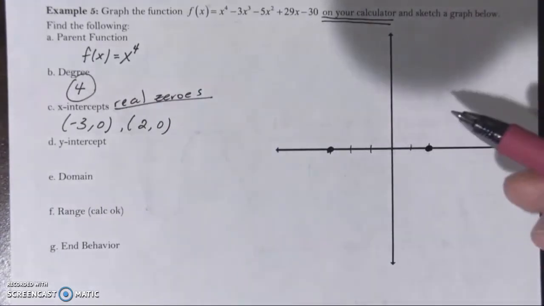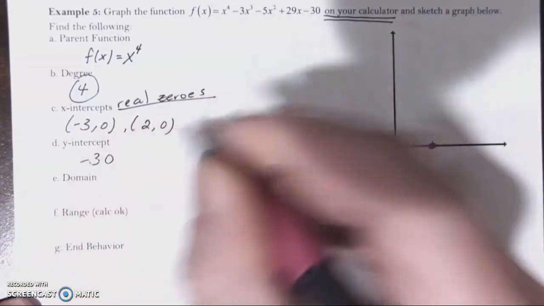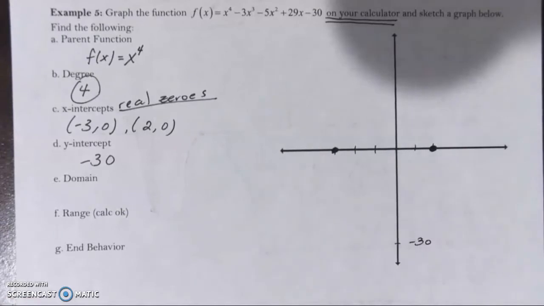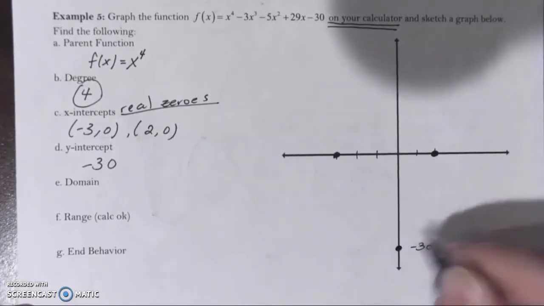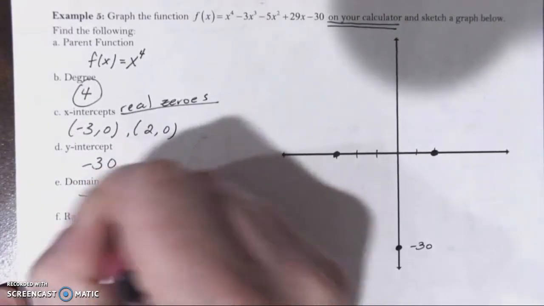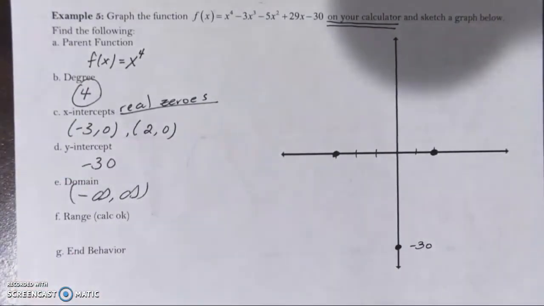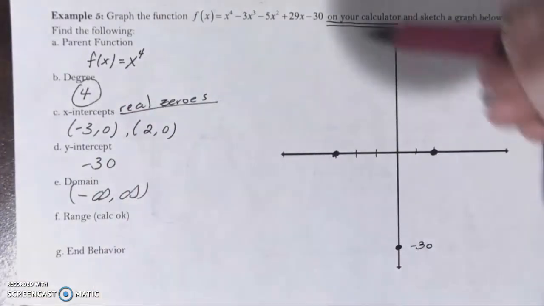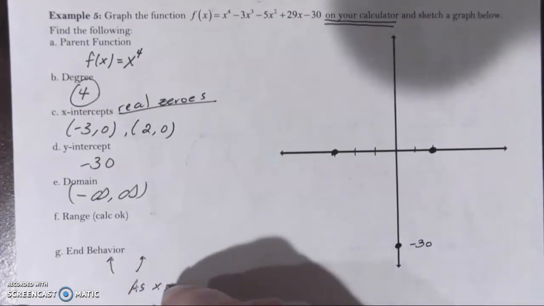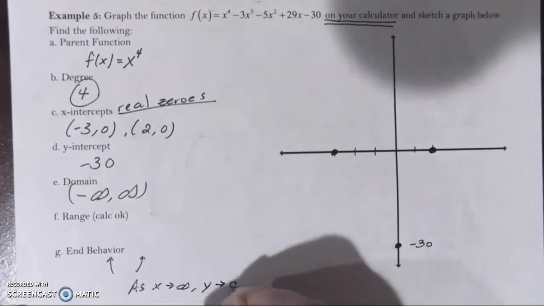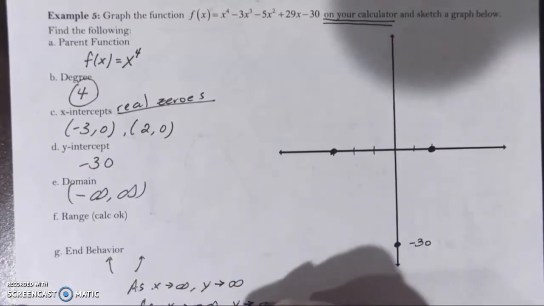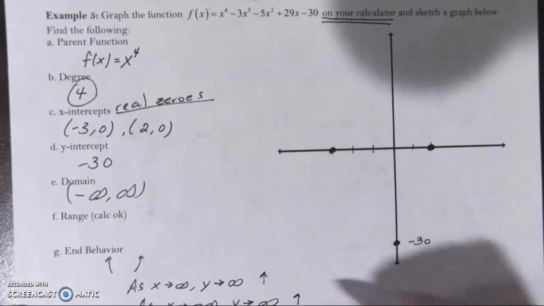Let's see here. The y-intercept, negative 30. Pretty easy to see if I plug in a 0 here for all these x's, we'll just call that negative 30. Domain, negative infinity to infinity. Range, well, it's going to be a fourth degree function where the end behavior is up and up. So as x goes to infinity, y goes to infinity. As x goes to negative infinity, y still goes to infinity. That's the up and up part.